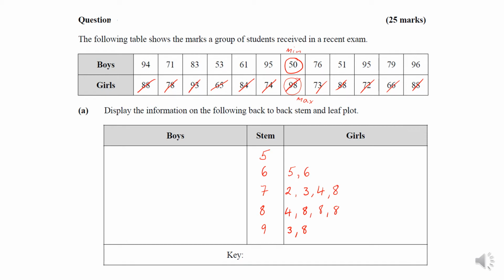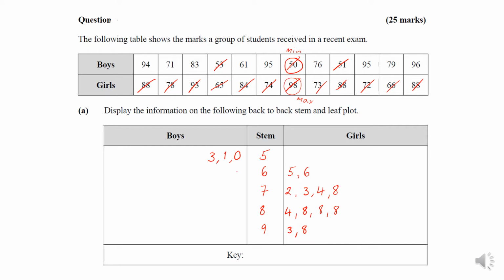Okay, that's the girls. All right, and now moving to the boys. So the boys works backwards from right to left. We saw previously that the minimum value is 50, so 5 is in the stem, so we enter 0, and that reads 50 is 50. Okay, we have a 51 and a 53. So the smallest values are always next to the stem.